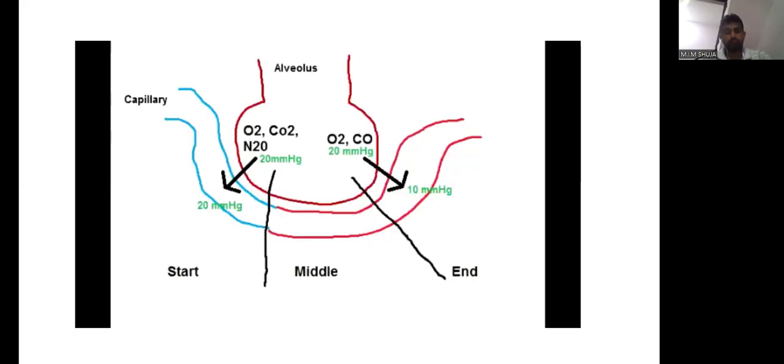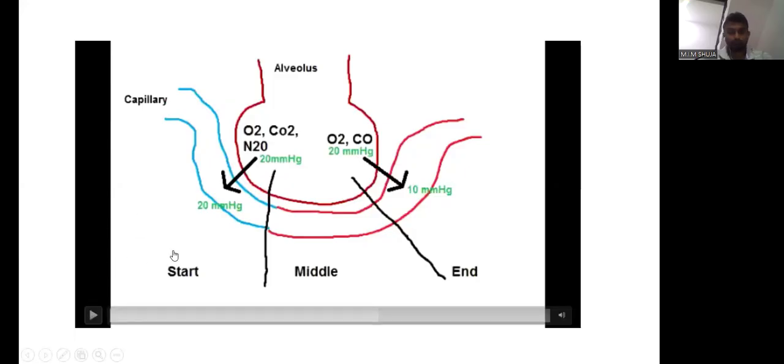If you look at the picture here, you see that if there is 20 mmHg of oxygen, only 10 mmHg of oxygen is actually going to make it through. So in this case, there's not going to be an equilibrium by the time blood reaches the end of the capillary. What is the equation of diffusion? The equation of diffusion is the area.